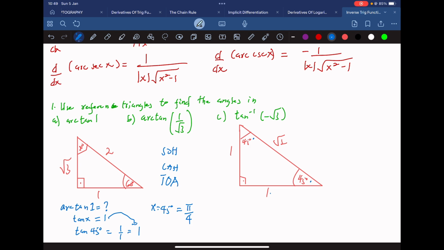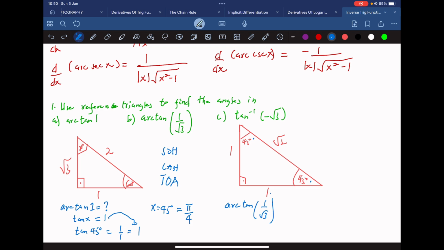The second one is arctan of 1 over root 3. Now using the same analogy, when we come over here for the second triangle, we don't even see any root 3, so we can't use the 45 reference angle. We have to come over here. There is a root 3 here, so we can use the first triangle, right?